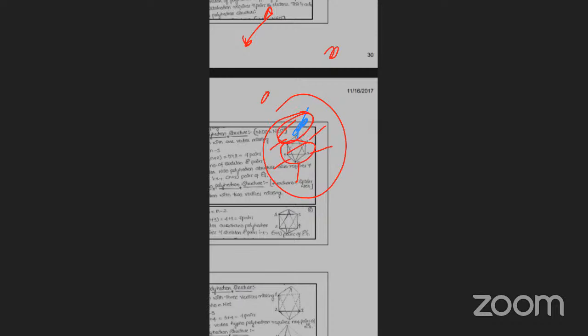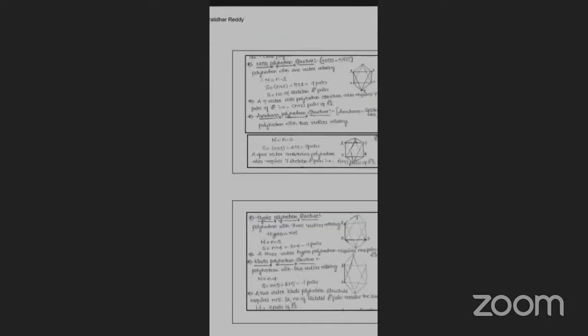Okay, that is the nido type of structure. Next, arachno. Arachno polyhedron structure. That means capital N is equal to small n minus 2. So capital N is equal to small n then closo. Capital N is equal to n minus 1 then nido. Capital N is equal to n minus 2 then arachno.